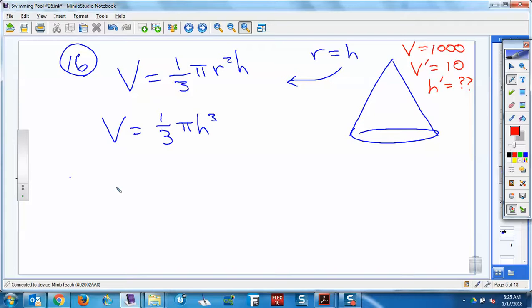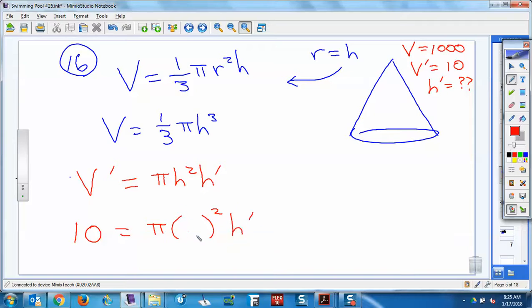I think we're going to have to, but let's do the derivative first. So we get V prime, bring the 3 down, so that would be just pi H squared H prime, right, like that. And now we're ready to plug stuff in. So for V prime, we can put a 10, and then we've got a problem. What do we put in for H? We don't have anything. Okay, I'll come back to that. H prime is what we're trying to find. So what do we put in for H? Well, we don't have anything, but we do know V is 1,000. So what can I do with that?